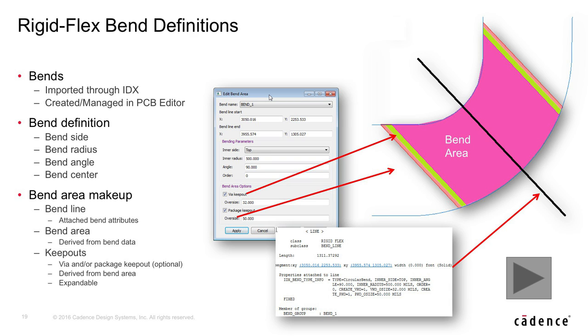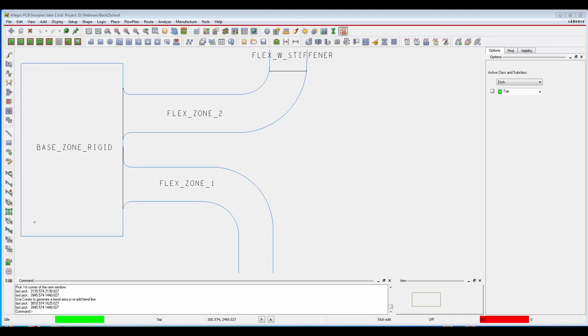The bend area is a composition of a bend line, a bend area itself, and the inclusion as options of via keepouts and package keepouts related to the bend area. When I define the bend parameters, these parameters are attached to the bend line and maintained through the bend line. Whether I maintain it within the Allegro design or if I pass that information off to a mechanical tool system, those parameters are passed along as well, specifically through IDX. Let's take a look at how bend areas are created.